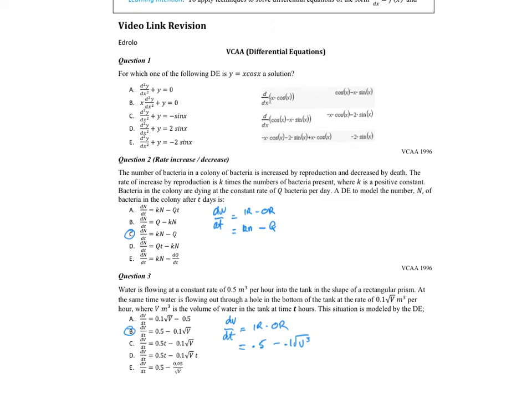All right, so let's have a look through the multiple choice. Which one of the following DEs is y equal to x cos x a solution? I guess the simplest way is to use our CAS. Differentiate x cos x gives me that. If I then differentiate the derivative, there's dy/dx. Okay, so there's d²y/dx².